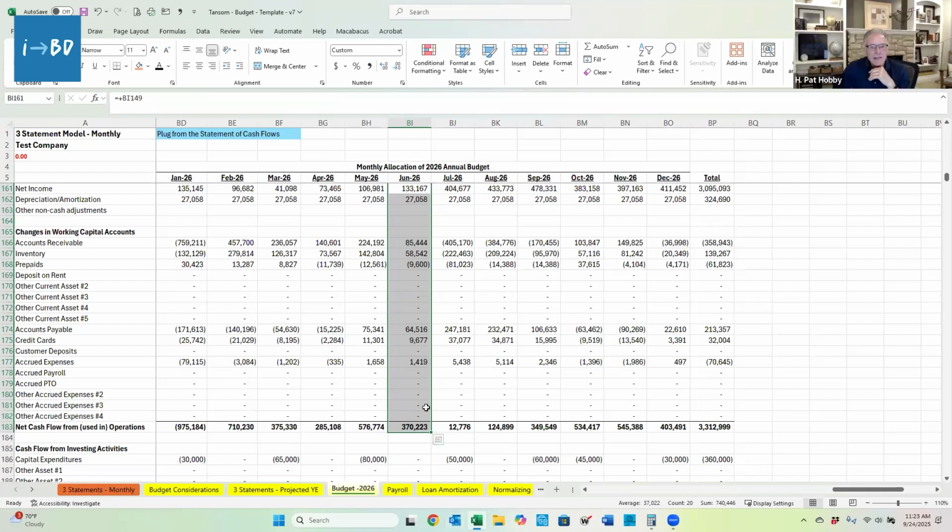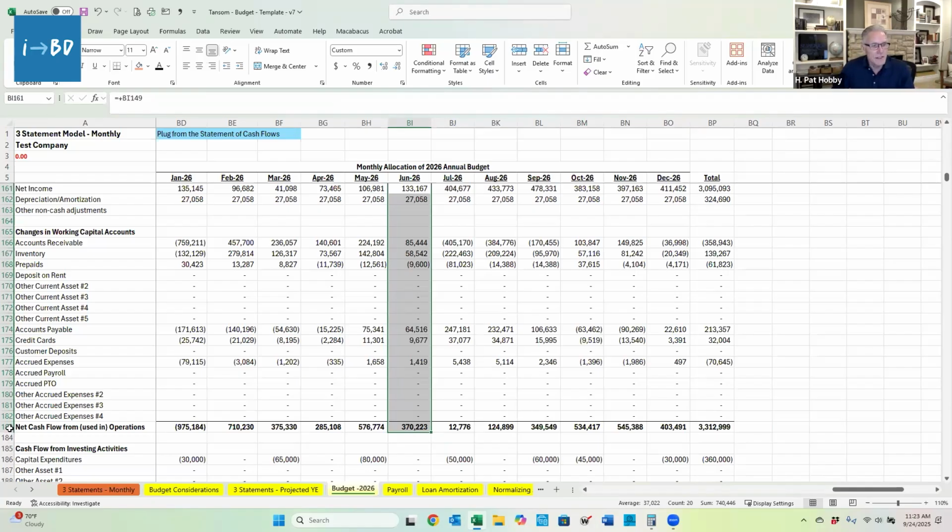If the actual for June of 26 was a negative $400,000 cash flow from operations, you could literally line up the two, actual versus the budget, and dig into why. Were sales down? Were margins worse? Did we not manage our inventory? Did we not collect our receivables? Are we paying our bills too fast? It makes it a way to compare and understand that.